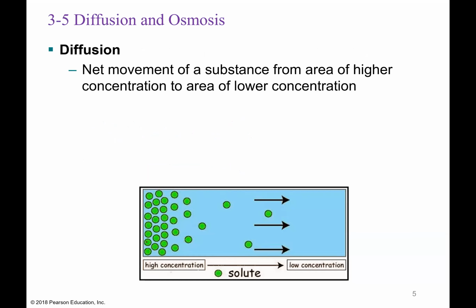Diffusion, the definition is the movement of a substance from an area of high concentration to an area of low concentration. And we often refer to this as it's moving down its concentration gradient. So let's write this down, down the concentration gradient.